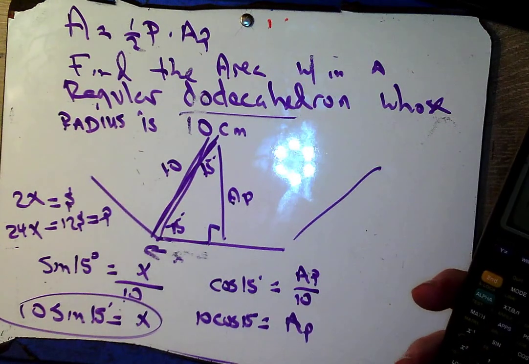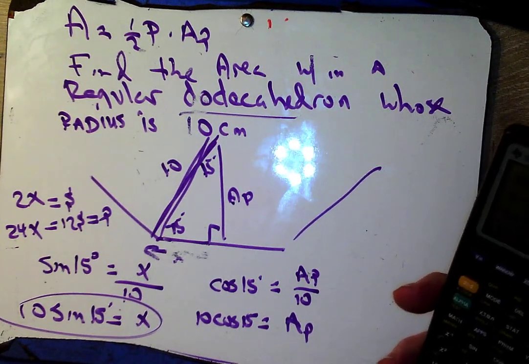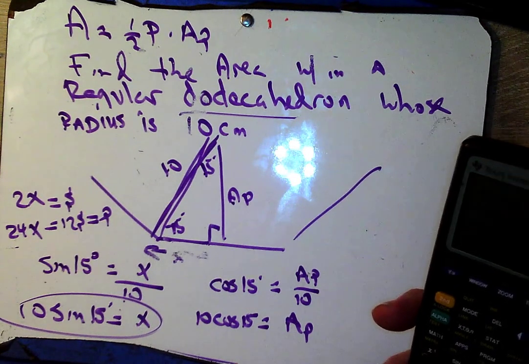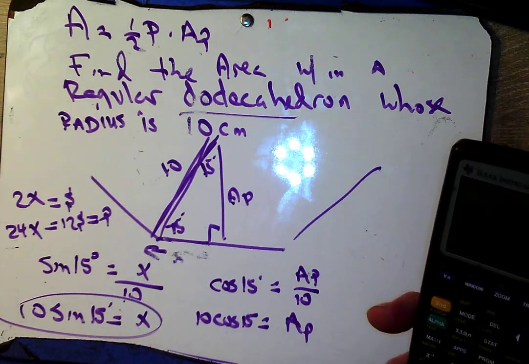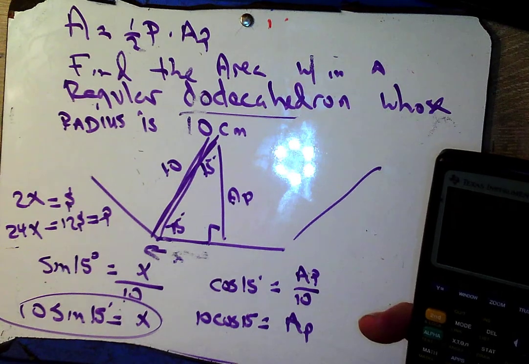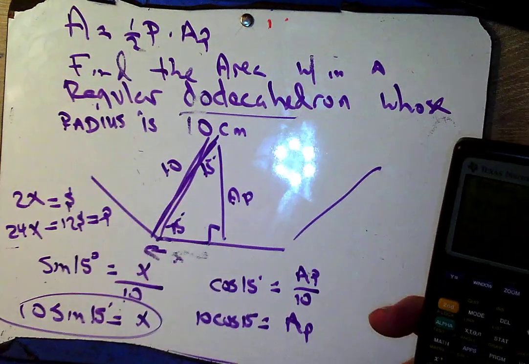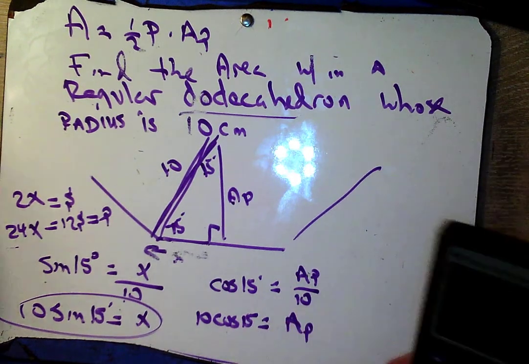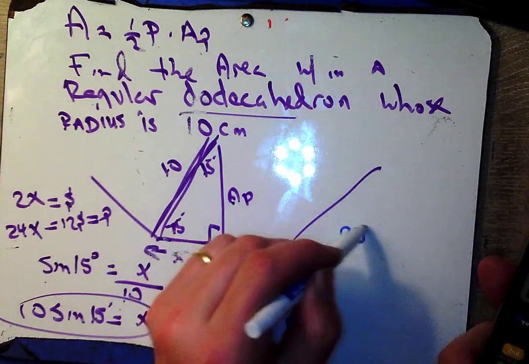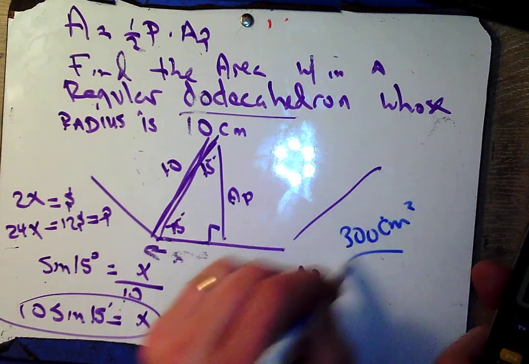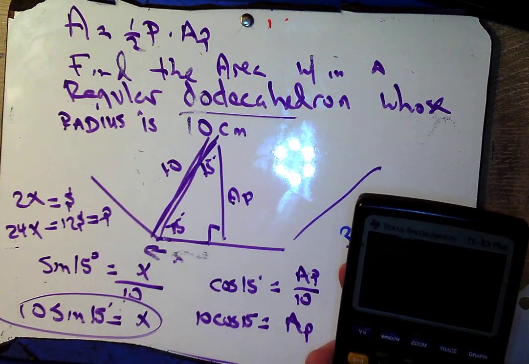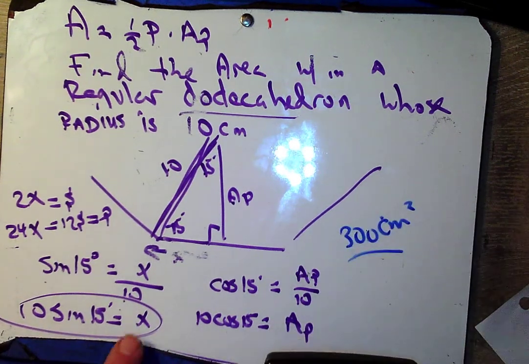So 24 times 10 sine 15, good, times 10 cosine 15. And don't forget, we need the 1/2 out in front. So times 1/2. I get exactly 300 square centimeters. That seems so amazingly unexpected. Like, did I type that in right? Kind of unexpected.